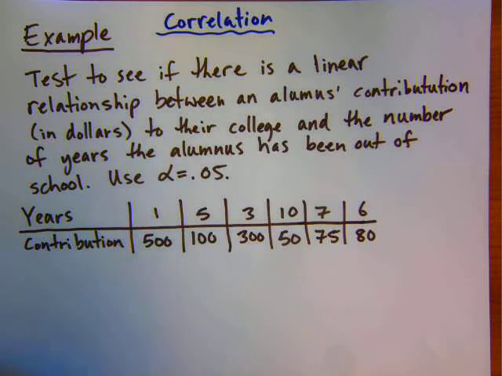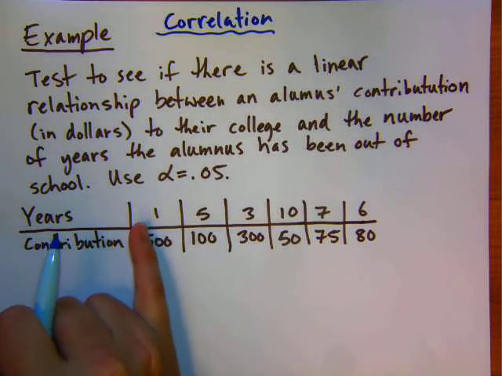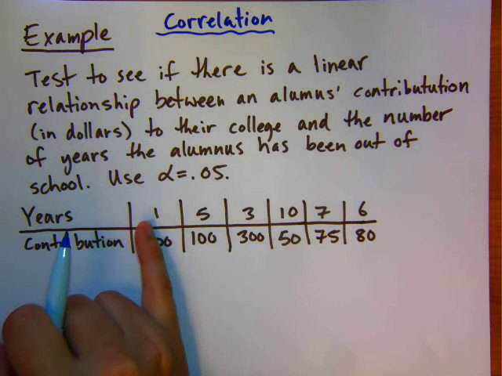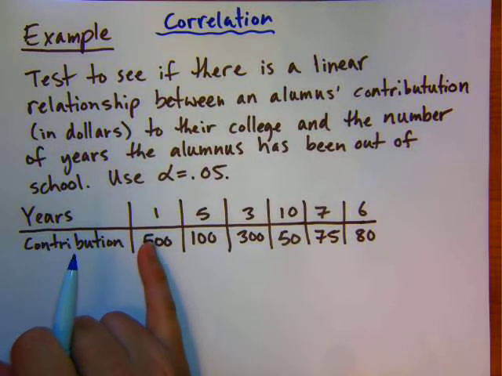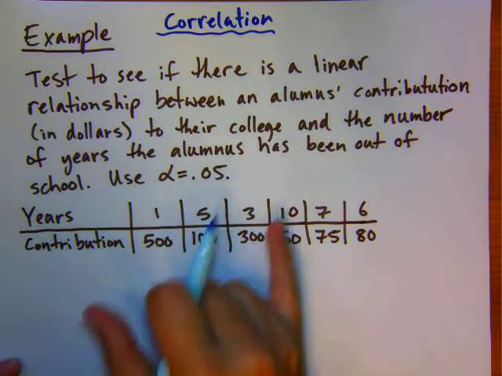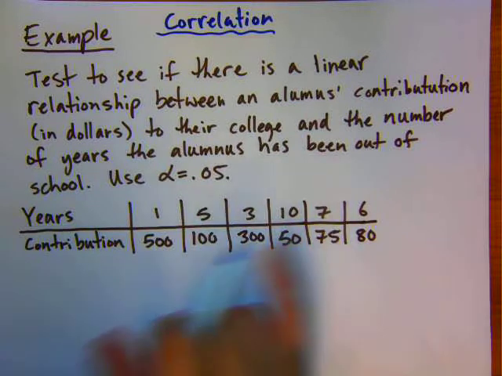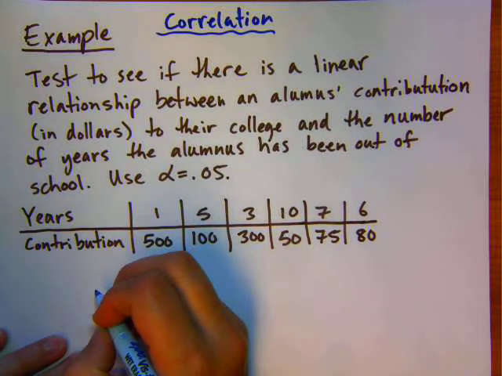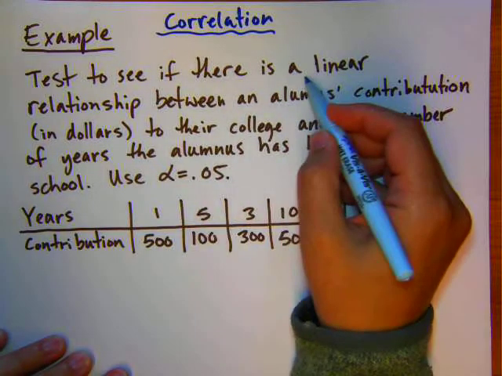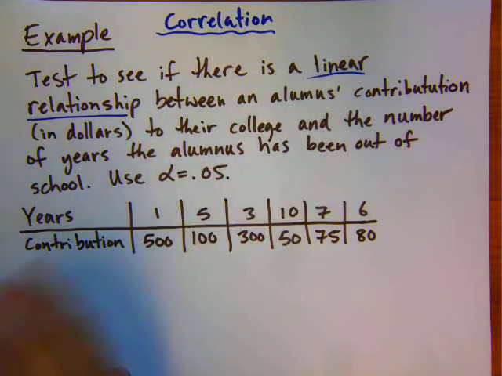But these are paired up, so that this is, for instance, one person's an alumni. They've been out of school for 1 year and they contributed $500. So it's important that you keep the pairs together as you're going through. We're going to be testing to see if there's a significant linear relationship. There's all sorts of types of relationship. Right now we're just going to talk about a straight line.